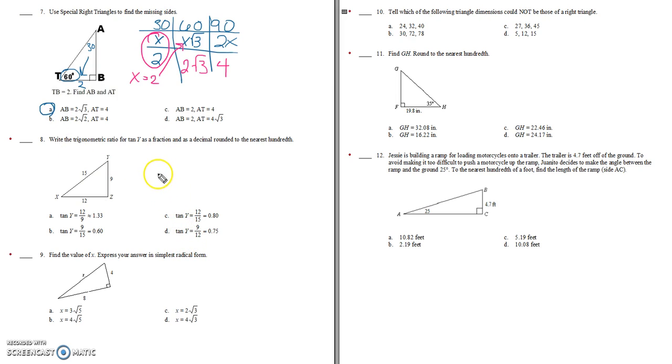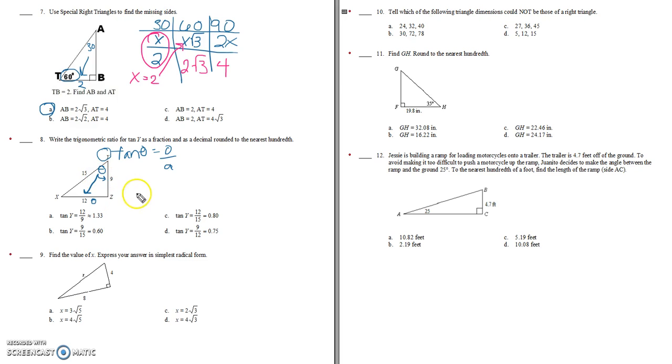Number 8, write trigonometric ratios for tangent y as a fraction and as a decimal rounded to the nearest hundredth. Well, here's y. Y is going to be my theta. That's the angle I'm looking for. And tangent is also on your formula chart. The tangent is equal to the opposite side over the adjacent side. Now, opposite and adjacent depend on where the theta is. Since theta is at y, directly across, that's going to be the opposite side. So 12 represents the opposite side.